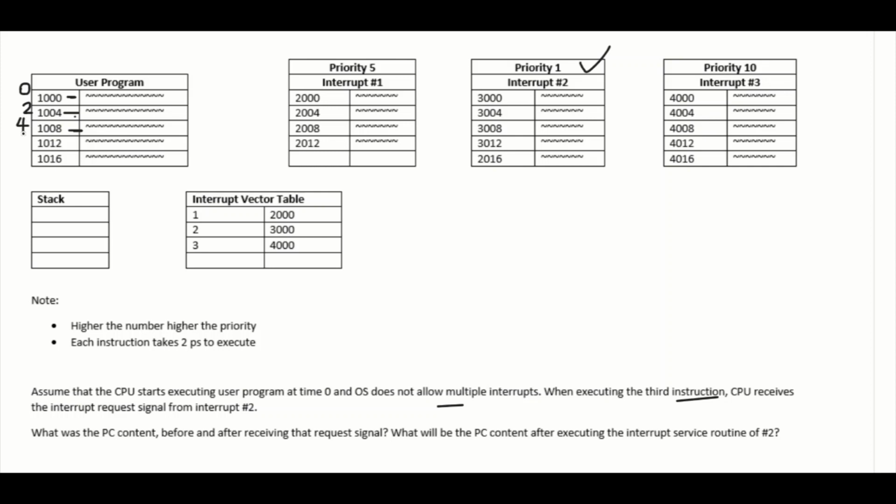Why time 2, time 4? I gave a note here. Can you see the note? Each instruction takes 2 picoseconds, something like that. So at time 4, it starts the third instruction.